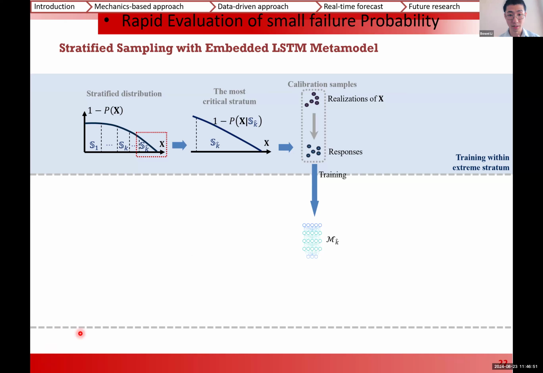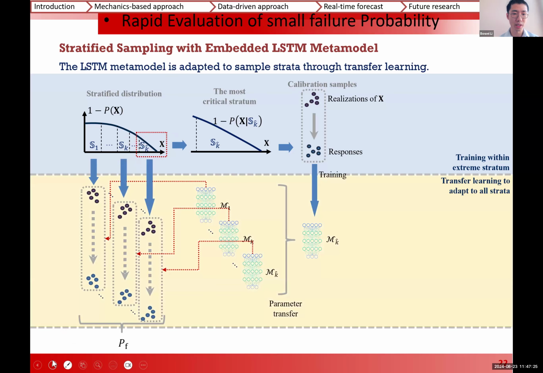but the meta-modeling scheme is focused on only one intensity level. So now the idea is that by transfer learning, we first calibrate a meta model with respect to the last stratum of my hazard curve, and then we can use transfer learning to quickly adapt it to all the rest of the strata. So now for all the strata, we have a meta model to efficiently and accurately reproduce the response samples, as many response samples as you need. And based on those reproduced response samples, you can quickly calculate the small failure probability.